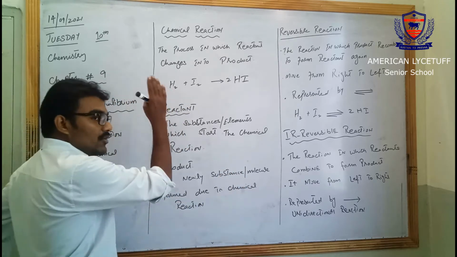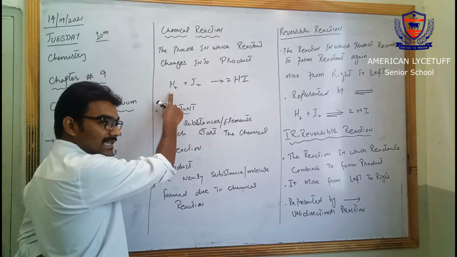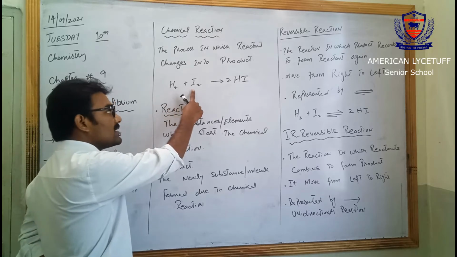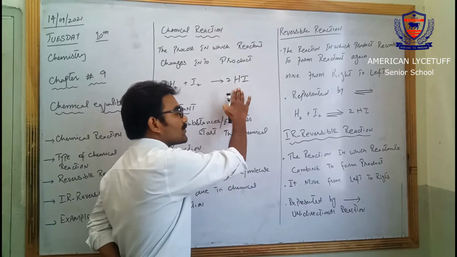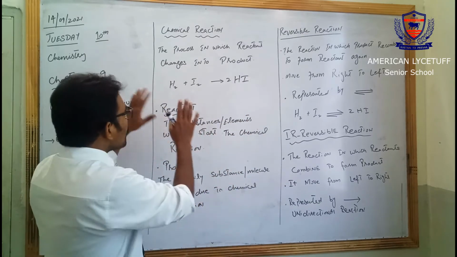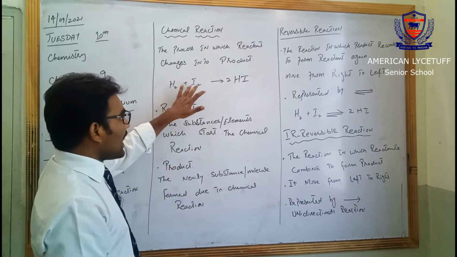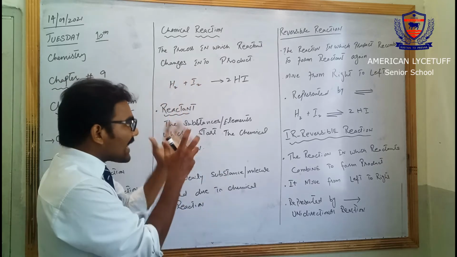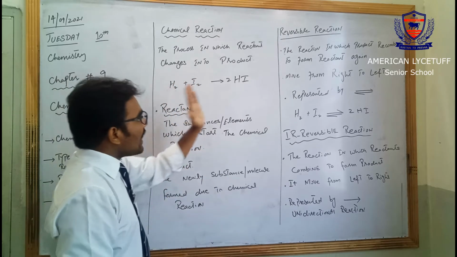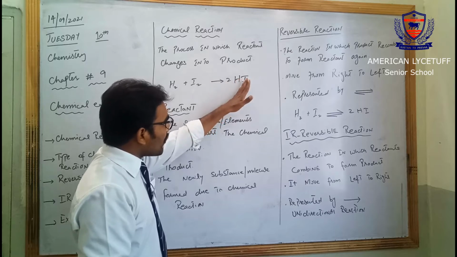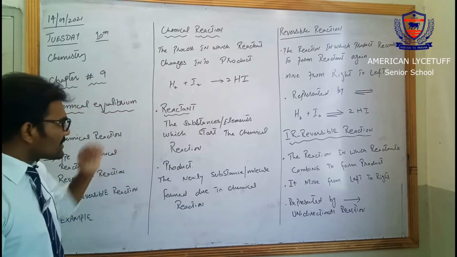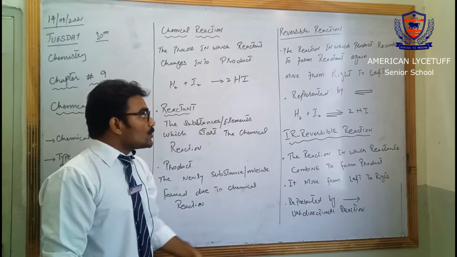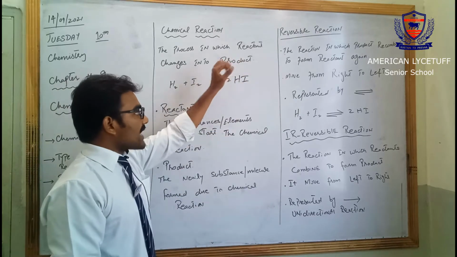So, in our first example, hydrogen gas combines with iodine vapors to form hydrogen iodide. So, hydrogen and iodine are reacting with each other and they combine to form the final product, which is known as hydrogen iodide. So next, as I told you earlier, the two main words are reactant and product.